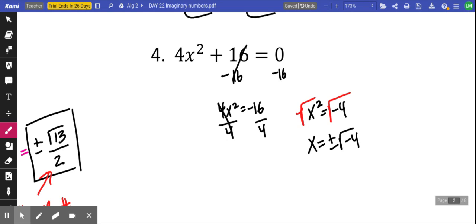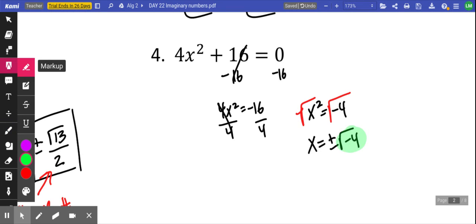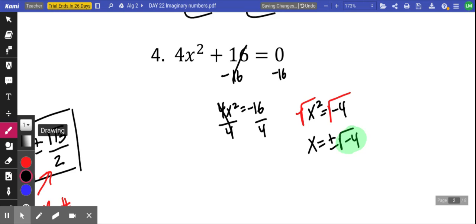Non-real answer. What does that mean? Well, that's what we're going to look at today. We're going to take a look at how we can take a square root of a negative number.